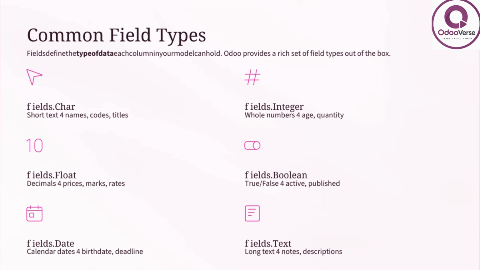Now let's look at some common field types used in Odoo. First, fields.Char, used for short text like names or titles. Next, fields.Integer, used for whole numbers like age or quantity. Then, fields.Float, used for decimal values like marks or prices. Fields.Boolean, used for true or false values. Fields.Date, used for storing dates. And finally, fields.Text, used for long descriptions or notes. These are the most commonly used field types in beginner-level Odoo development.